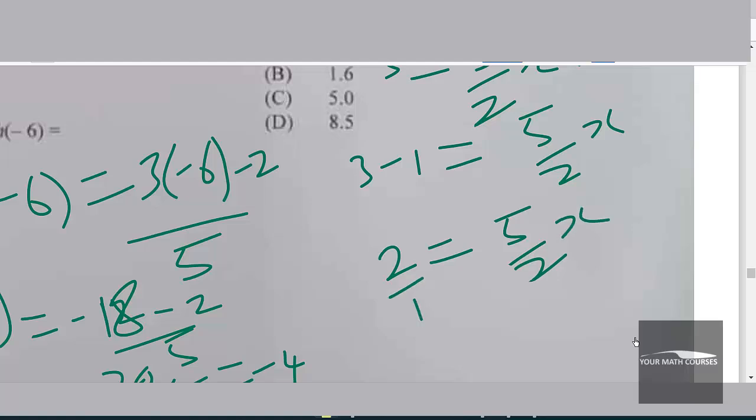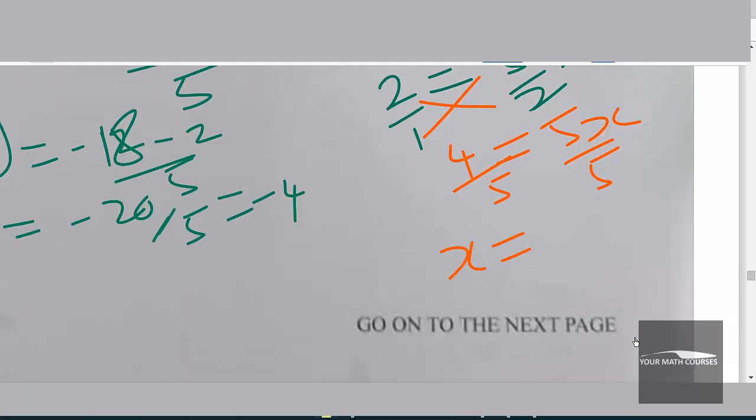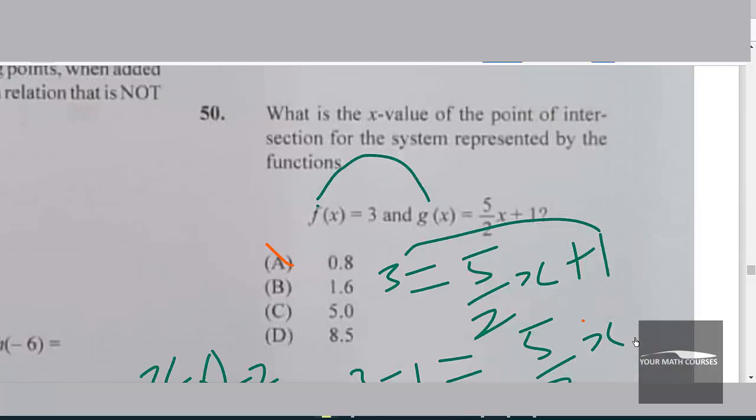Now this is over 1, so let's cross multiply. So 2 times 2 will be 4, is equal to 5x. We divide both sides by 5. So x will be equal to 4 over 5. If you multiply both the top and bottom by 2, you get x equal to 8 over 10, which is the same as 0.8. x equals 0.8. So that will be option A.